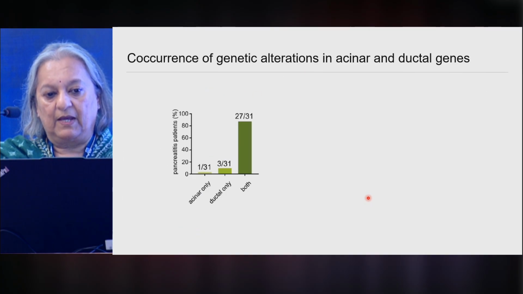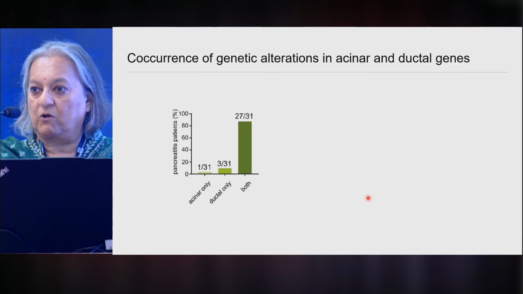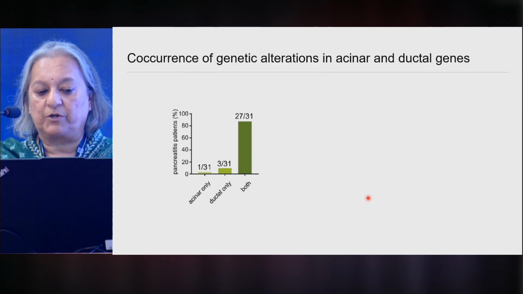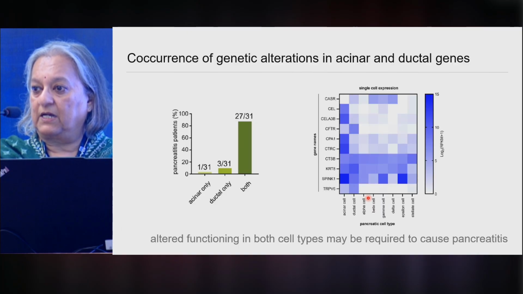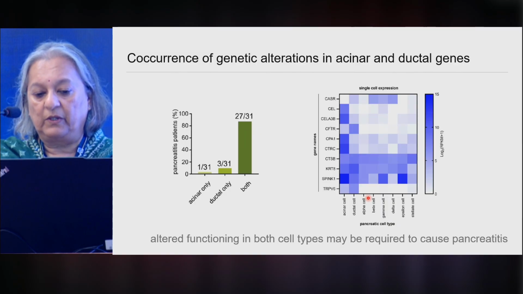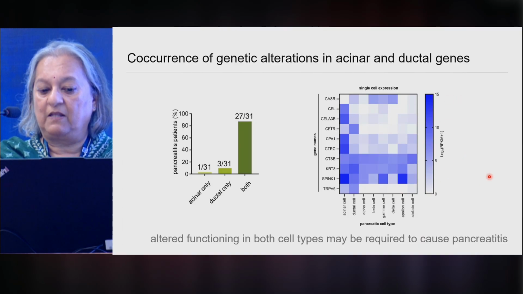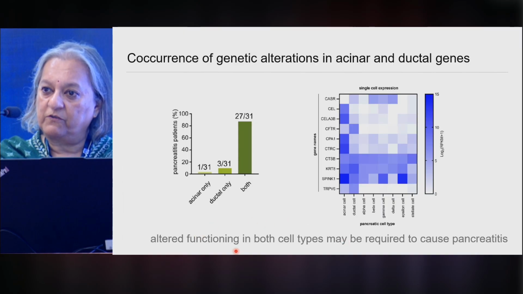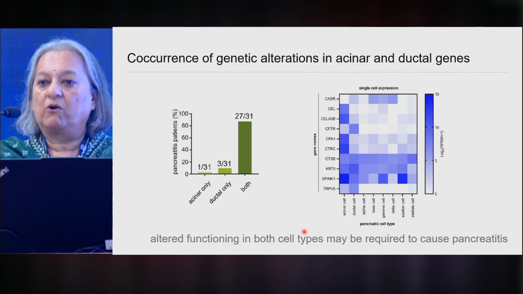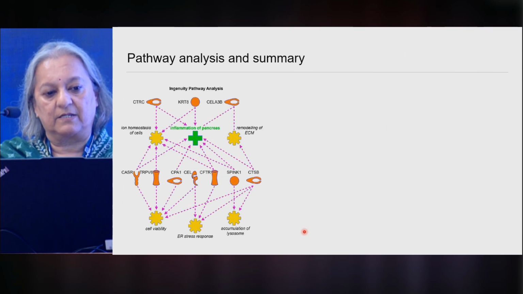Now, one of the things that we wanted to emphasize here is that the variants we saw across our patients were variants in genes expressed in both acinar as well as ductal cells. We looked at single-cell RNA-seq analysis from the pancreatic tissue, and you can see that many of the variants that we observed are expressed in very specific cell types and multiple cell types in the pancreas. And therefore, the hypothesis we brought forward is that altered function in not just the acinar cell or not just the ductal cell, but actually in both cells could lead to chronic pancreatitis.